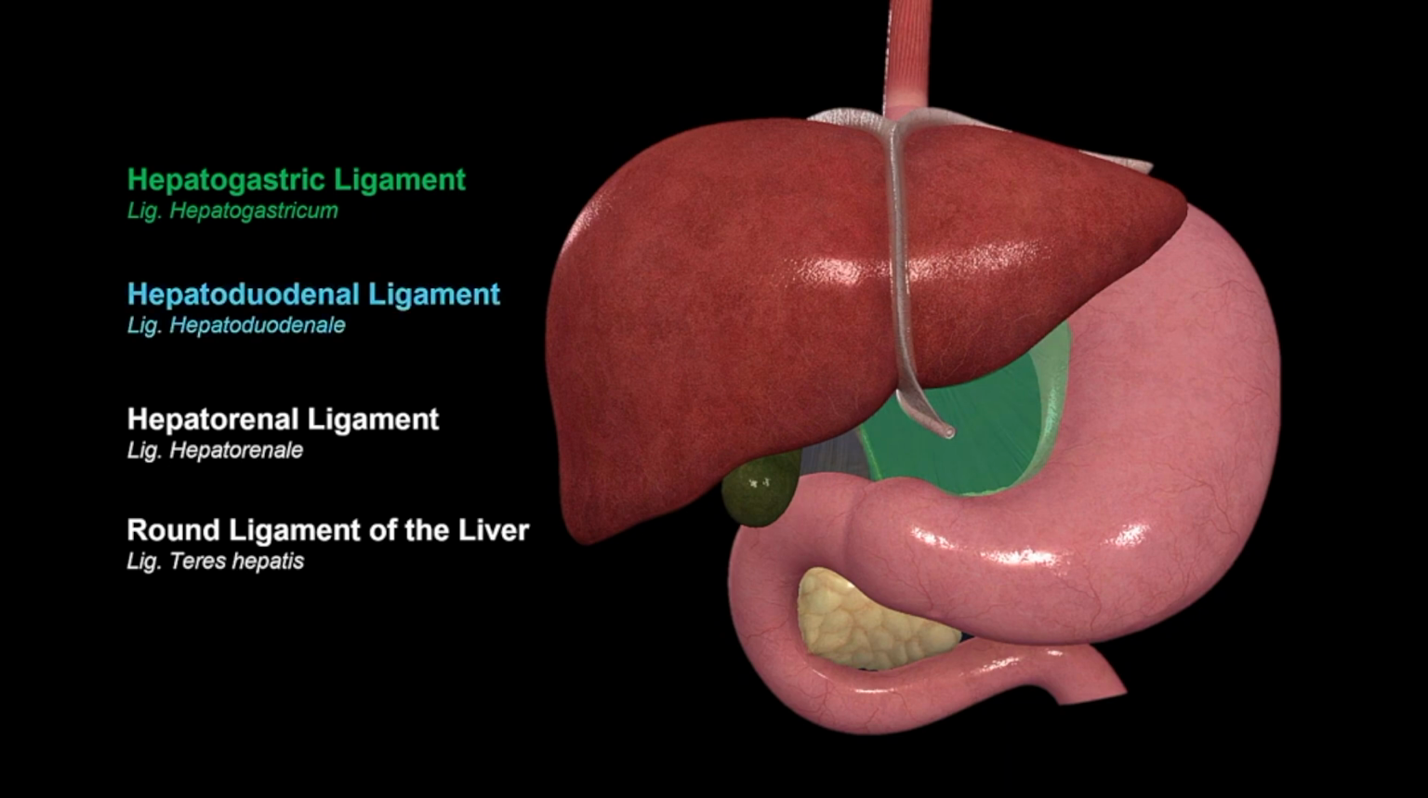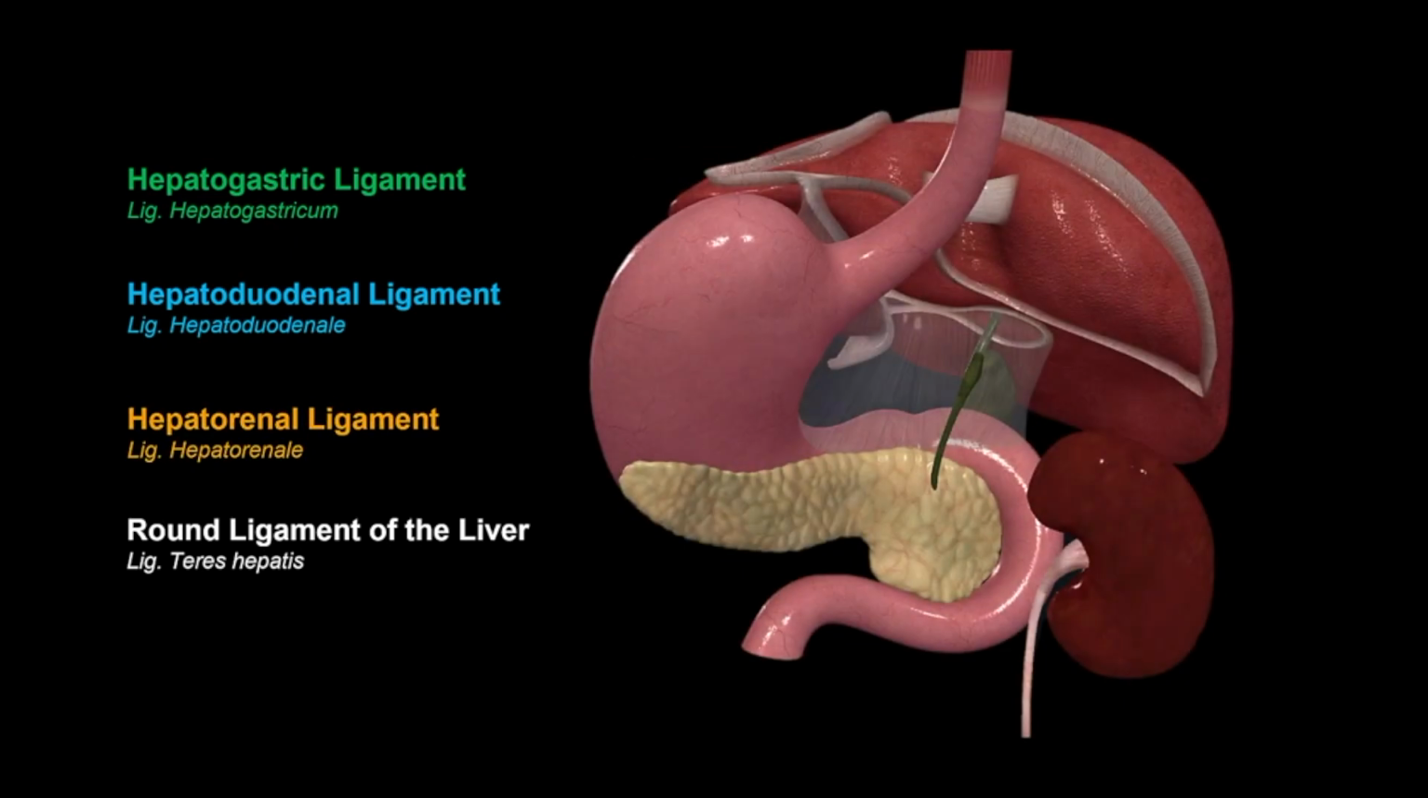And then the next one is the hepatoduodenal ligament, going from the porta hepatis of the liver to the duodenum. And remember, as we saw earlier, this ligament contains the bile duct, veins, nerves, arteries, and things going in and out from the porta hepatis. So that was the hepatoduodenal ligament. Next, we have the hepatorenal ligament. Renal means kidneys. So this one goes from the liver to the right kidney.